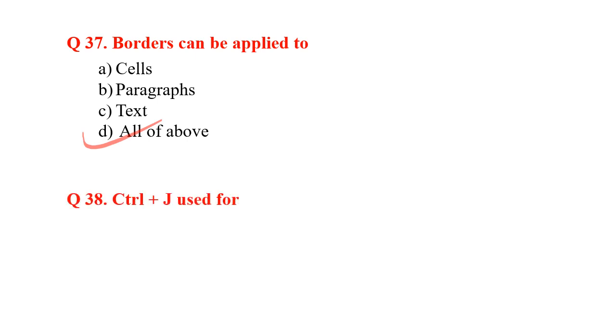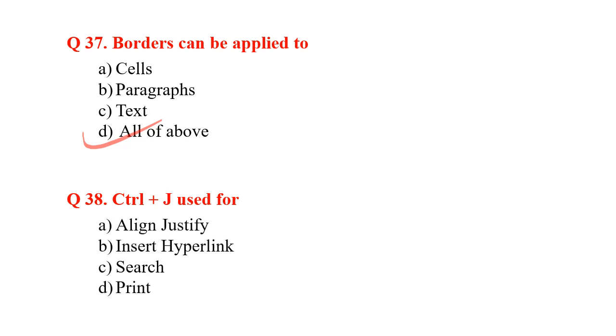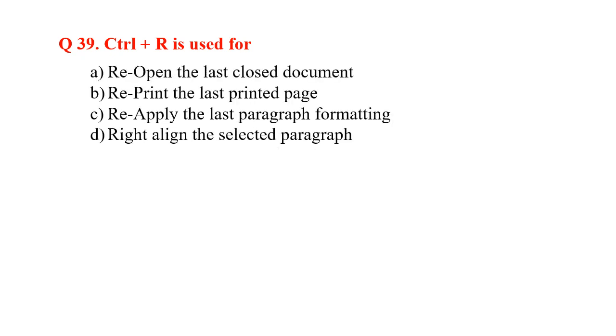Now question number 38. Ctrl plus J is used for align, justify. Ctrl plus J is used to align, justify. Question number 39. Ctrl plus R is used for the right align of the selected paragraph. To move the text towards right is the right align of the selected text.